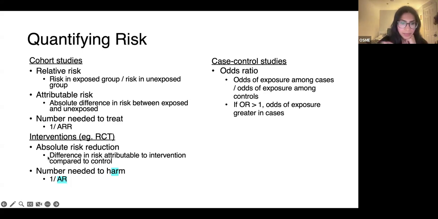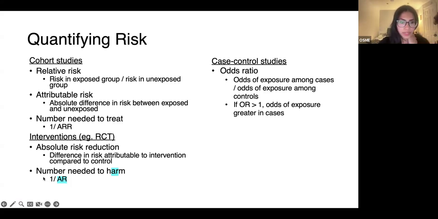Attributable risk is the absolute difference in risk. So let's say you've calculated a risk for the smoking group as 10% and the risk for the non-smoking group as 2% for lung cancer. You're just doing 10 minus 2, and the attributable risk is 8%. Essentially, the proportion of lung cancer that you can attribute to smoking, the exposure.